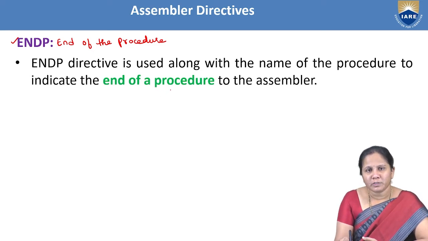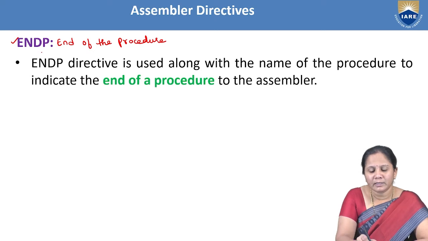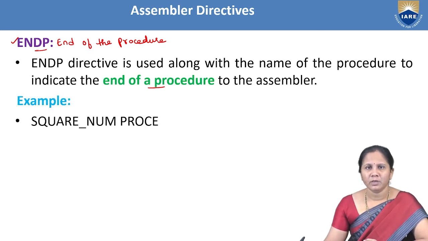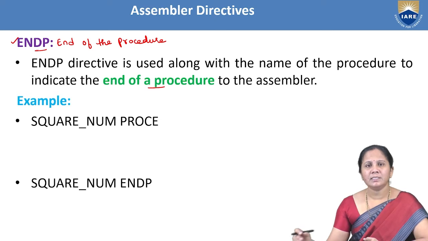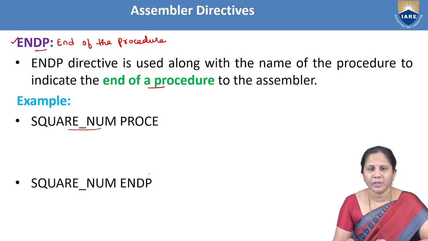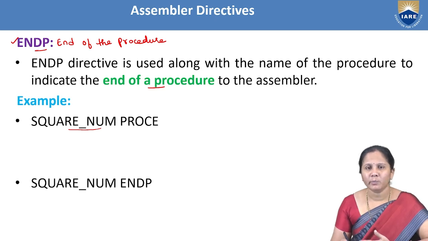At the end of the procedure, you have to write this ENDP assembler directive, which says that it is the end of a procedure. Now, if you consider this example, see here, SQUARE_NUMBER is the name of the procedure. For example, if you want to write a procedure or a subroutine which needs to compute the square of a given number, we write it as a procedure.